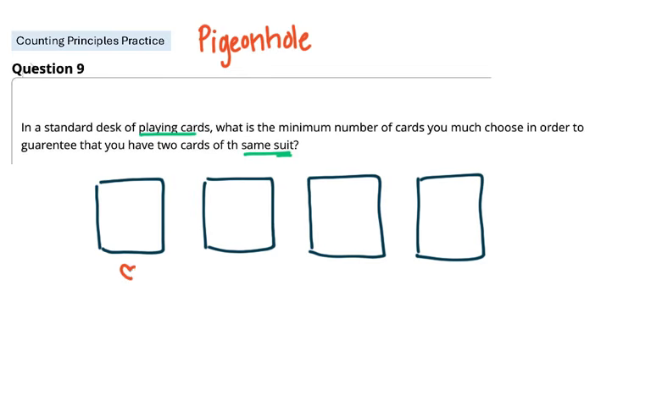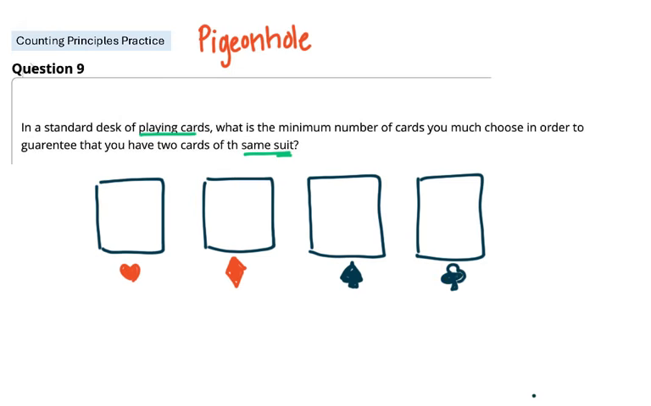You've got hearts, you've got diamonds, let me make this pretty, hearts, diamonds, and you've got spades, looks like that, and you've got clubs, which look like a little clover.